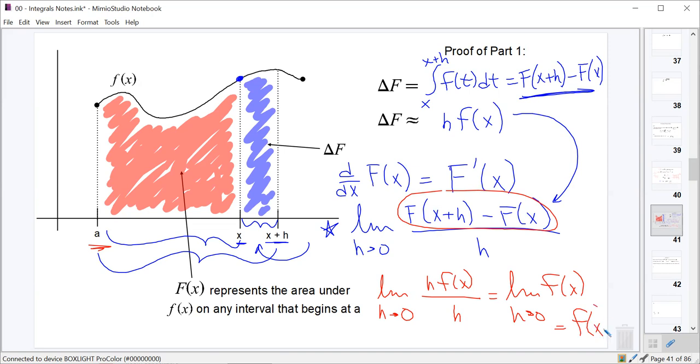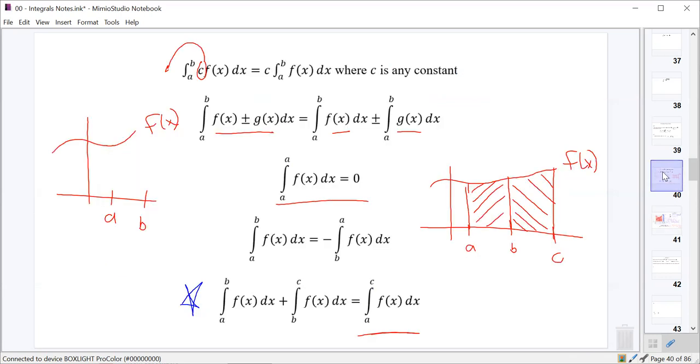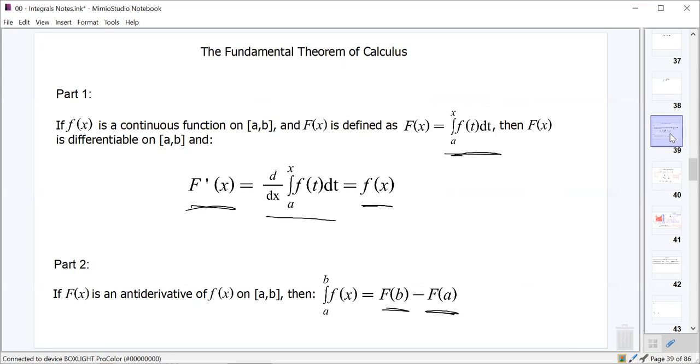is f of x. And so that's telling us that given this situation where one function represents the area under the curve of another function, so capital F representing the area under the curve little f, the derivative of capital F, or f prime of x, is equal to little f of x. And that's exactly what our fundamental theorem of calculus is saying, that capital F prime, or the derivative of the integral from a to x of f, is equal to f of x. So we've proved part one of the fundamental theorem of calculus.